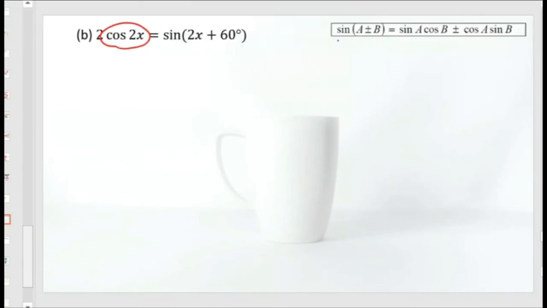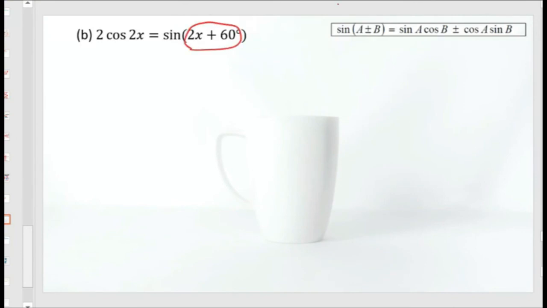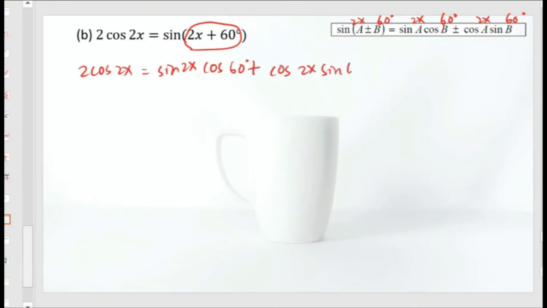Cos 2x. We change it. And before we change the cos 2x, we look at the addition first. This one, the additions, right? So we have to change 2x 60. Change the signs, we take out the additions first. So it will become 2 cos 2x equal to sine 2x cos 60 plus cos 2x sine 60.